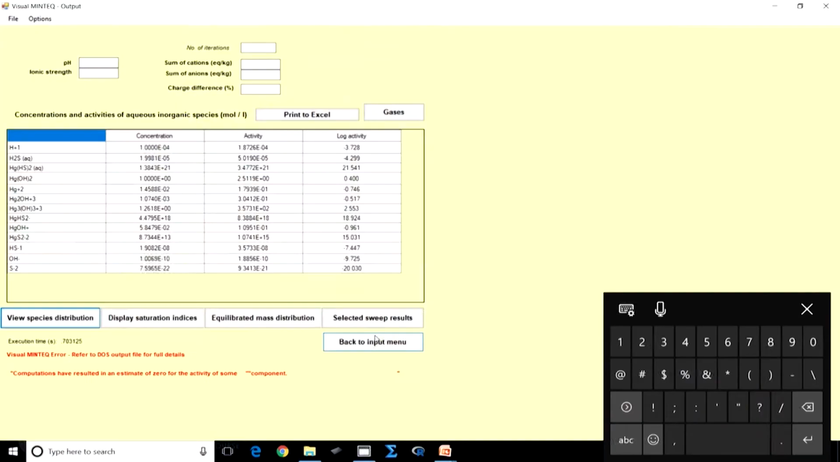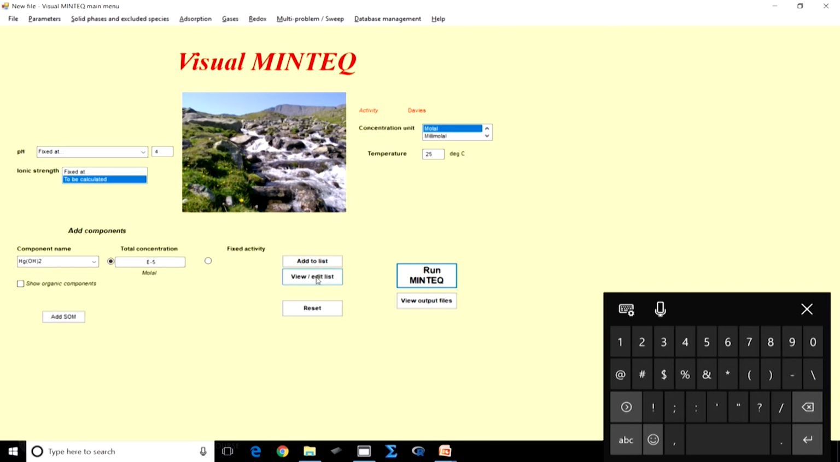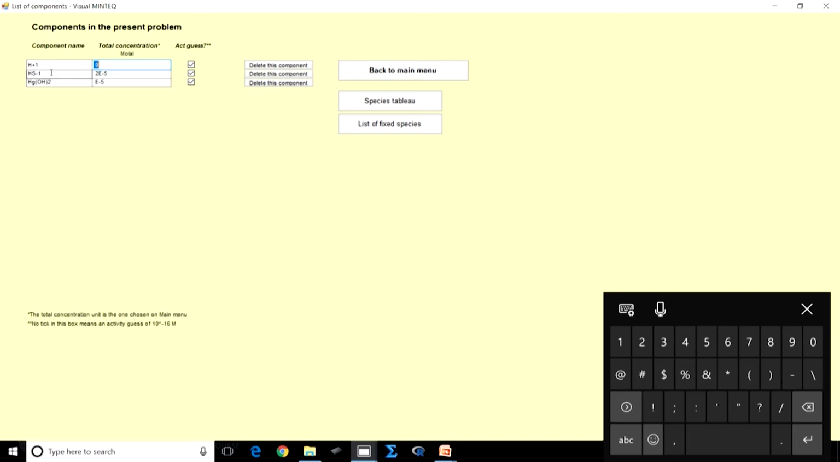So for that, you need to provide some assistance to Visual MINTEQ, as in you need to give an initial guess of some of the species. So let's look at how we can help Visual MINTEQ with that. I'm going to go here, and when I do view edit list, can the activity be guessed for these two species? These are components, but as you see, these are also species. So if I uncheck this mark, what does this mean? No tick in this box means an activity guess of 10 power minus 16 molar, right?